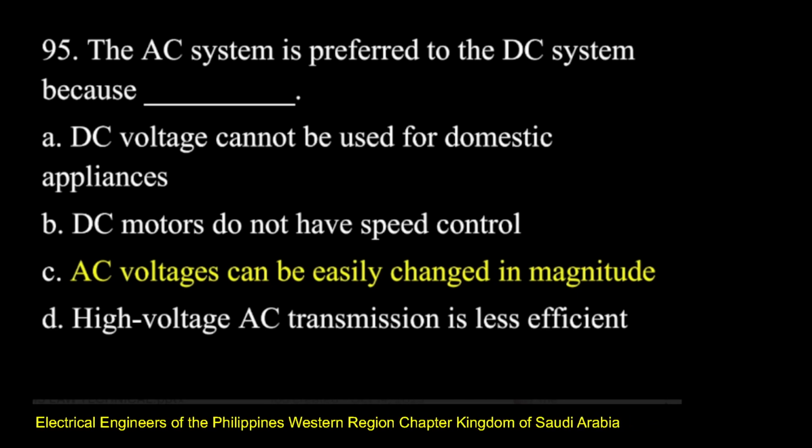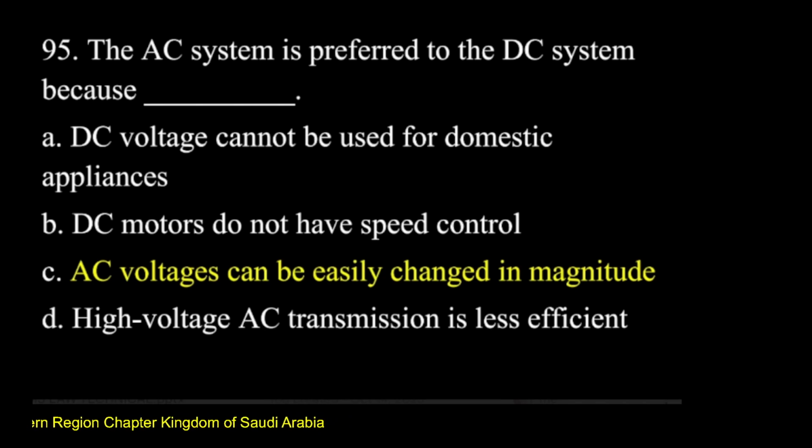The AC system is preferred to the DC system because blank. A. DC voltage cannot be used for domestic appliances. B. DC motors do not have speed control. C. AC voltages can be easily changed in magnitude. D. High voltage AC transmission is less efficient.